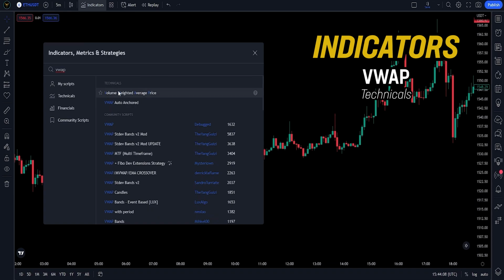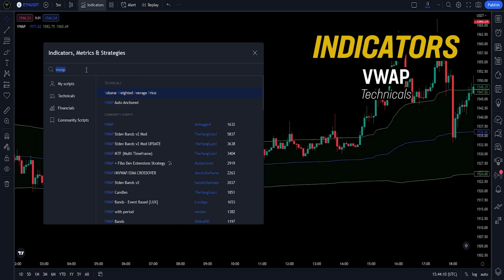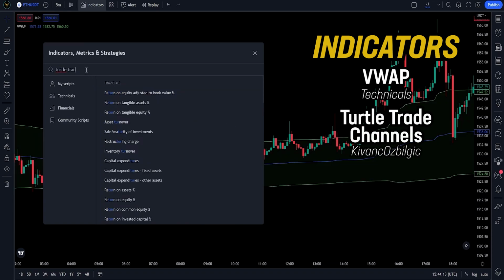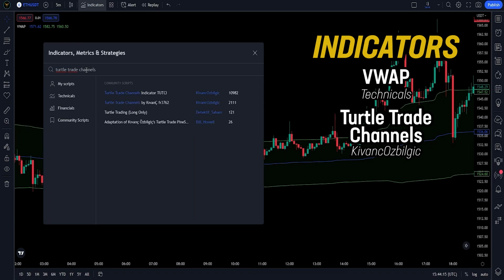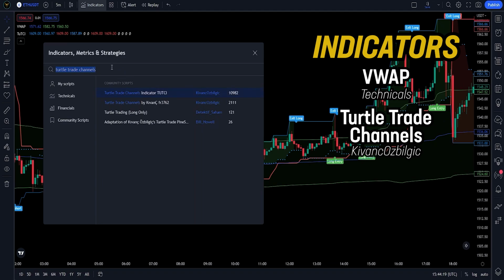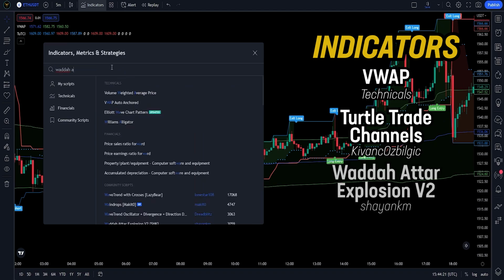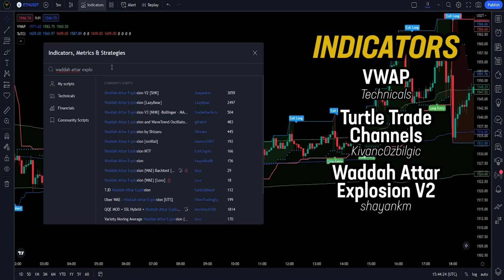first technical indicator. The second indicator we want to add to our chart is called Turtle Trade Channels Indicator. We will be using this one by Kvanch Ozbiljic, so left-click it once. Our third and final indicator is called WADA Adder Explosion version 2. Make sure to left-click this one by Cheyenne KM.